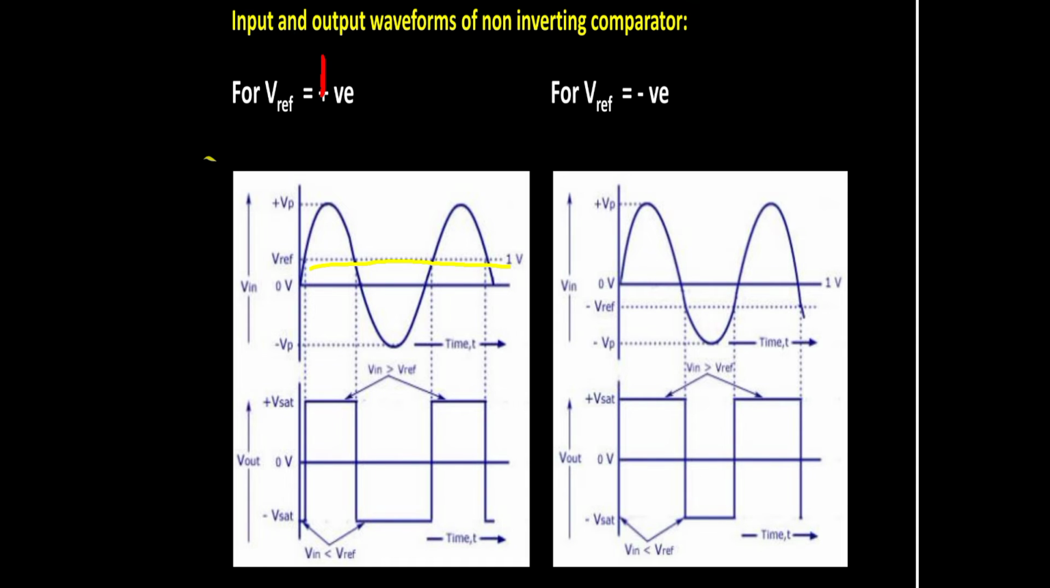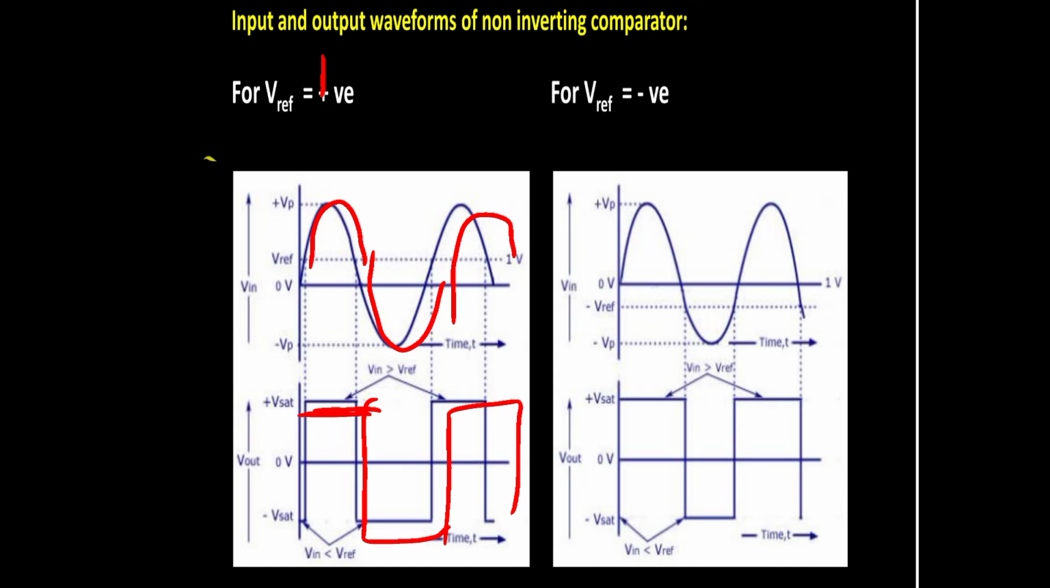Here observe, this is the input sinusoidal wave. Whenever this input sinusoidal wave is more than the reference voltage, then observe, this is the output. This is the output voltage and this is the input voltage. Whenever the input voltage is greater than the reference voltage, then the output is plus saturation. Whenever the input is less than the reference, then it will go to negative saturation. And again, whenever the input is more than the V reference, then again it will come to the positive saturation. Okay, this is about positive reference voltage.